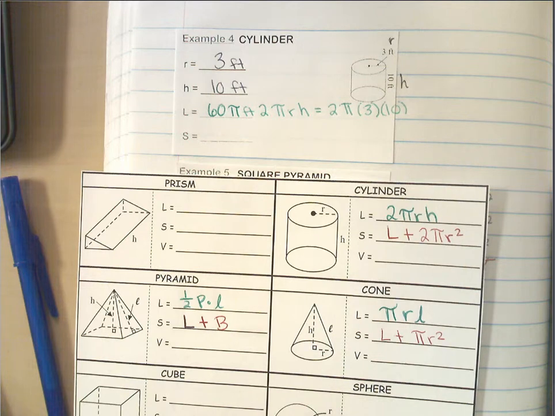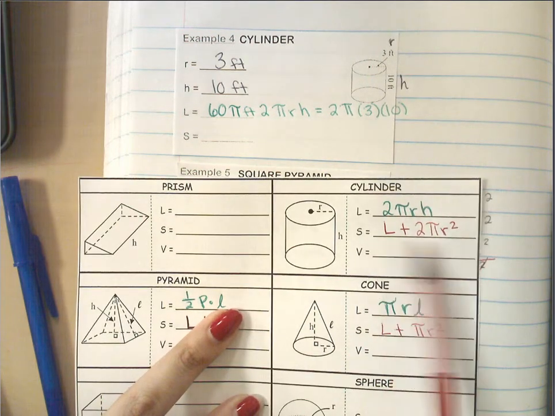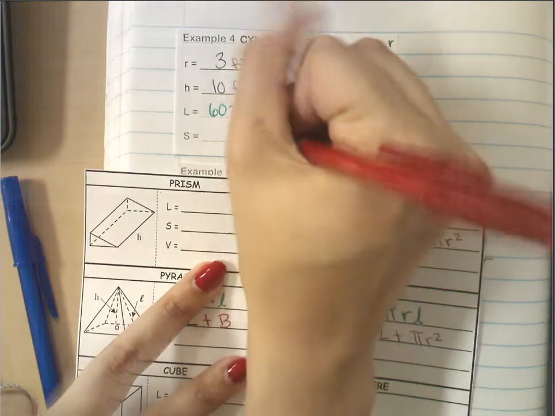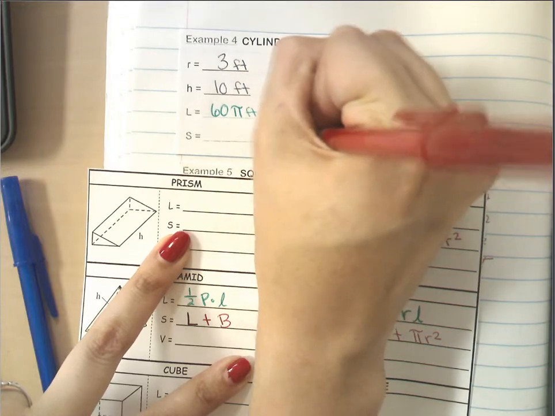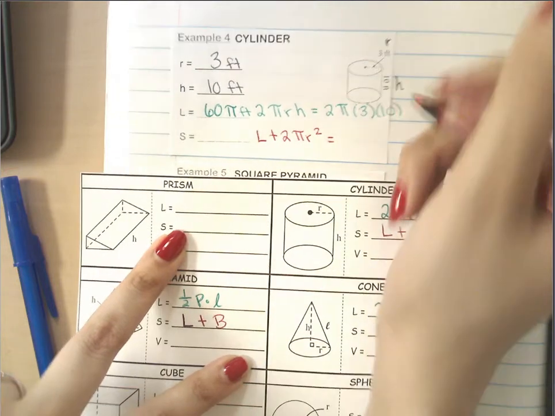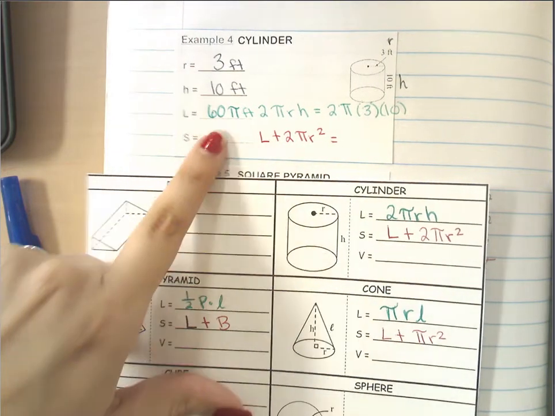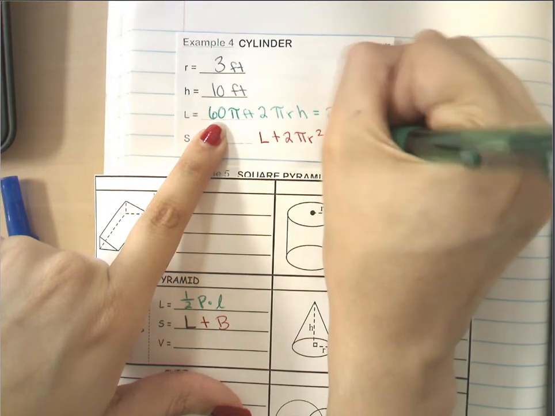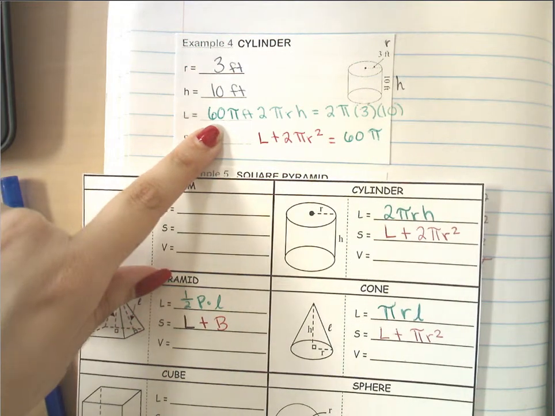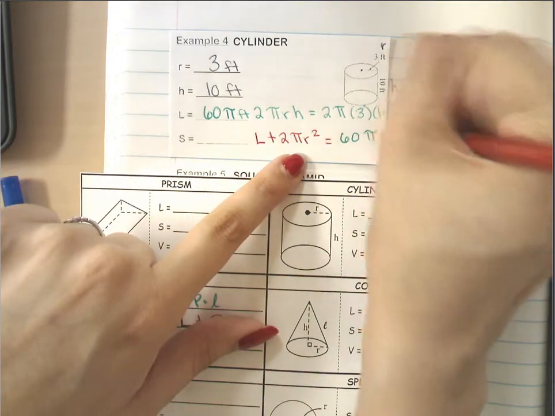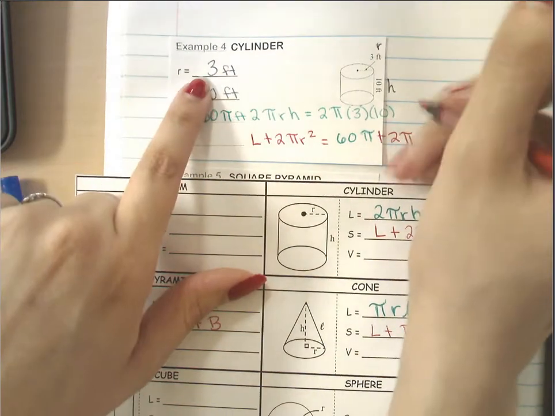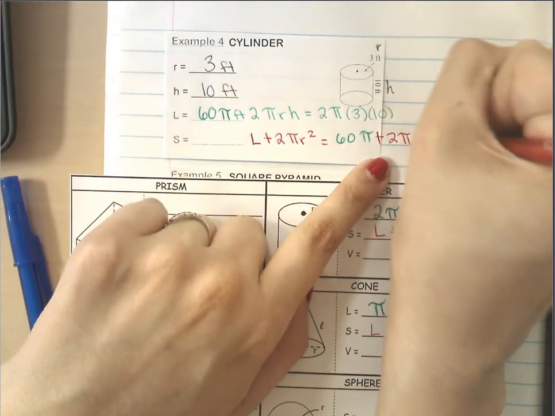Okay, so for total surface area, the formula is right here, L plus 2 pi r squared. So I'm going to copy my formula, L plus 2 pi r squared, and I'm going to plug in my numbers. So my L is the 60 pi that I have. So 60 pi plus 2 pi, the r is that 3 right there, squared.